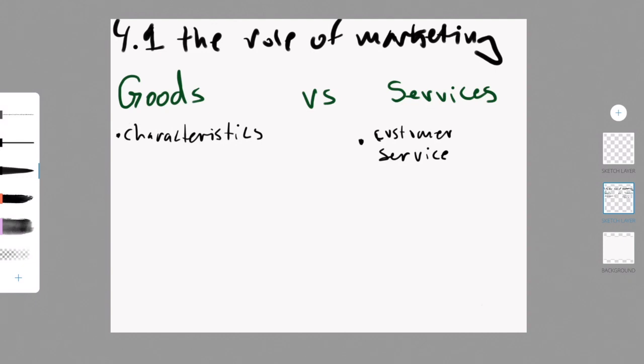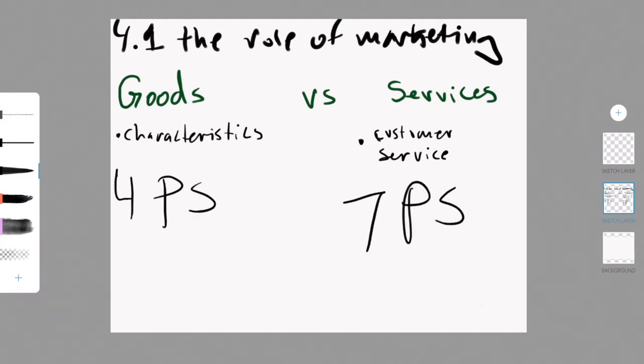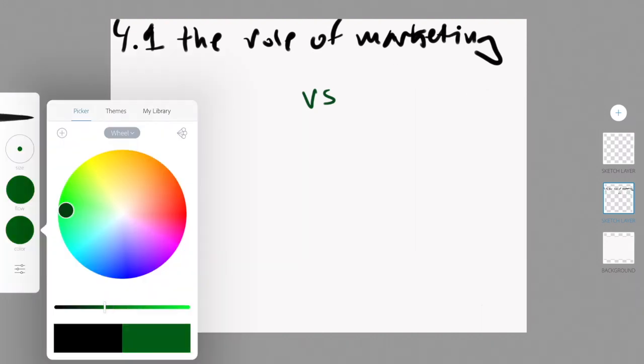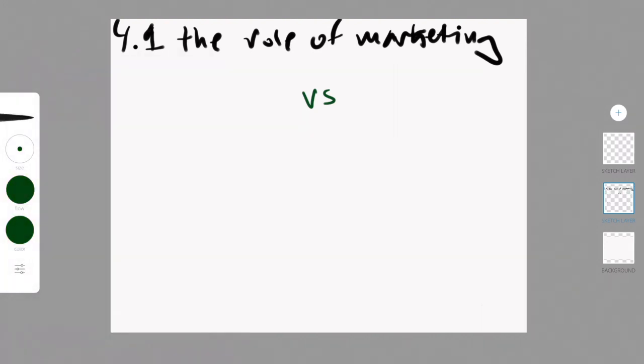There will be more about the 4 P's and the 7 P's coming soon when we talk about the marketing mix in chapter 4.3. So companies can either be product orientated or market orientated. These are 2 different approaches.